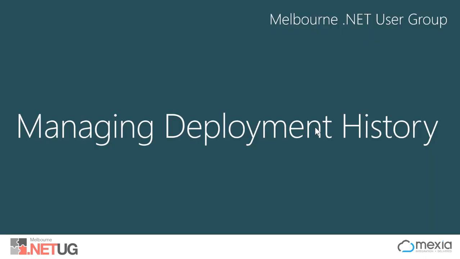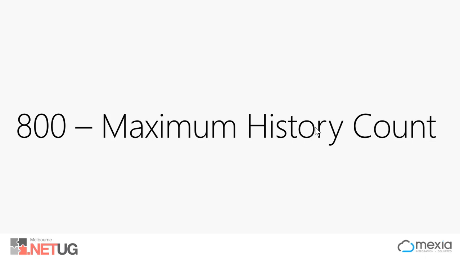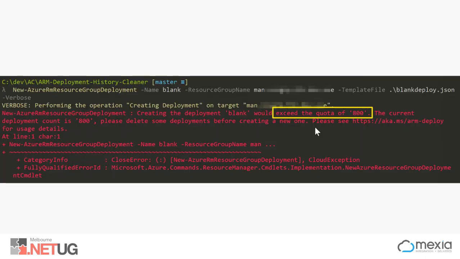Now, that's the last bit. I'm going to talk about deployment history management. Do you know the number 800? What is this? Maximum number of deployments for a resource group? Yeah, that's right. Each resource group can have up to 800 deployments, which means if you try the 801st deployment, you will see this error.